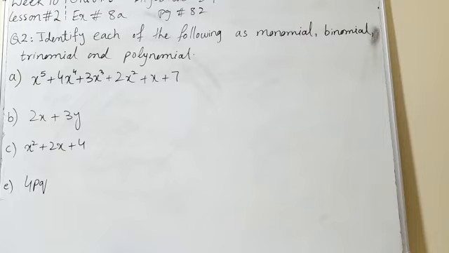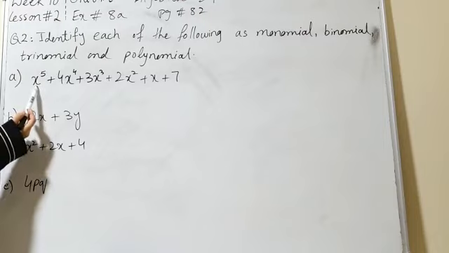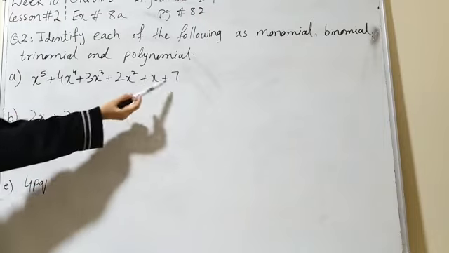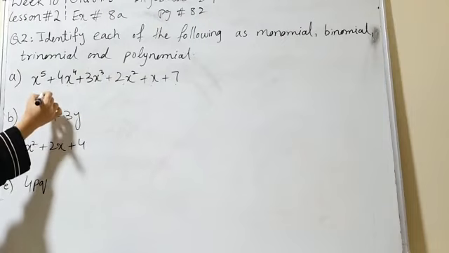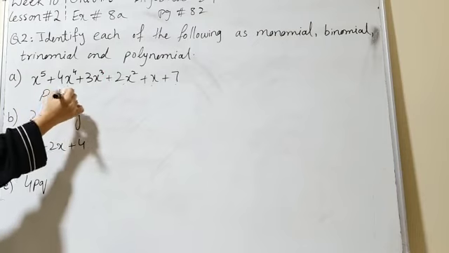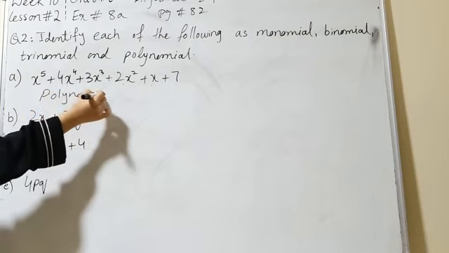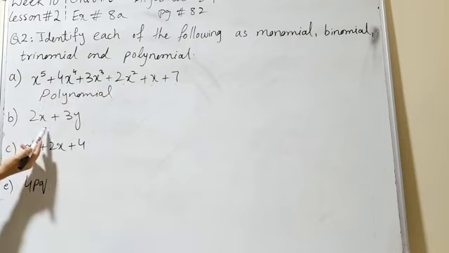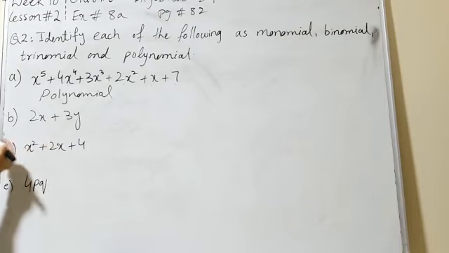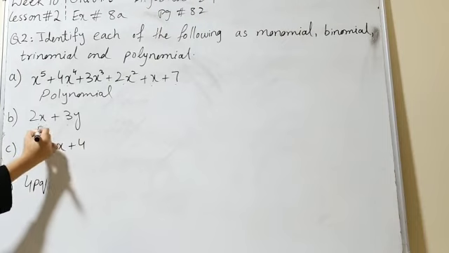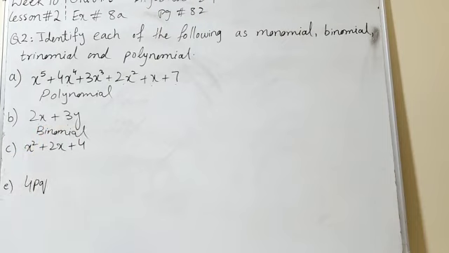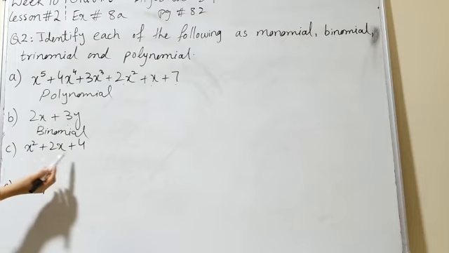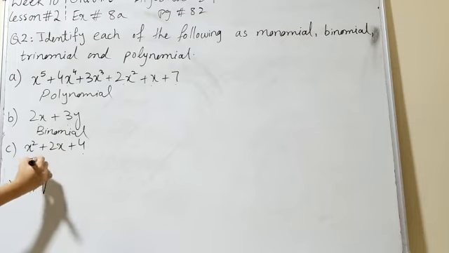So look at the first part. How many terms are there? Can you count the term? 1, 2, 3, 4, 5, 6. Okay, so it is polynomial. Now look at the second part. It's very easy. I know all of you know the answer for this, that we have how many terms here? 2. So binomial. Part 3, how many terms are here? 1, 2, 3. So obviously it's trinomial.